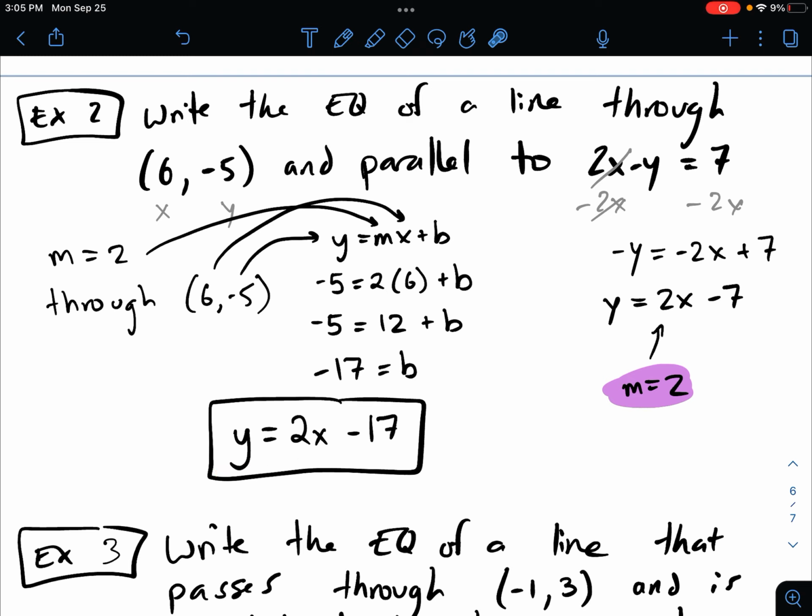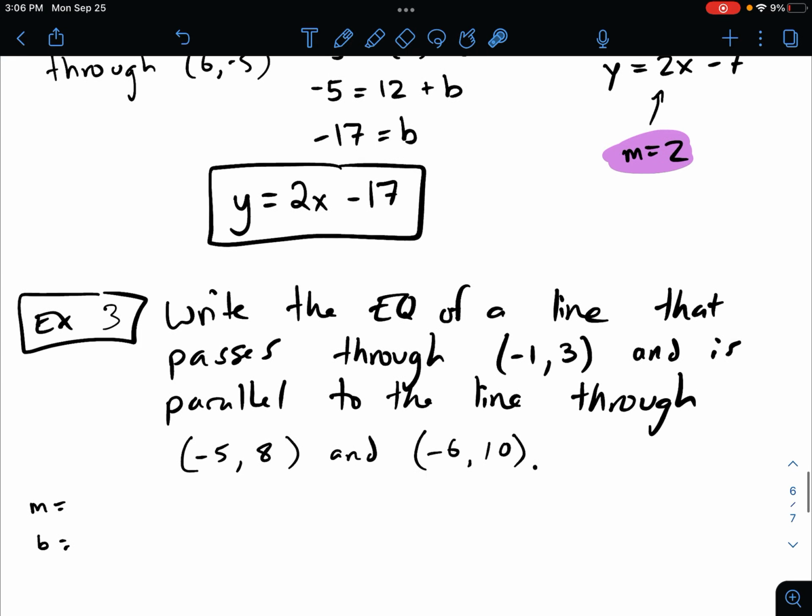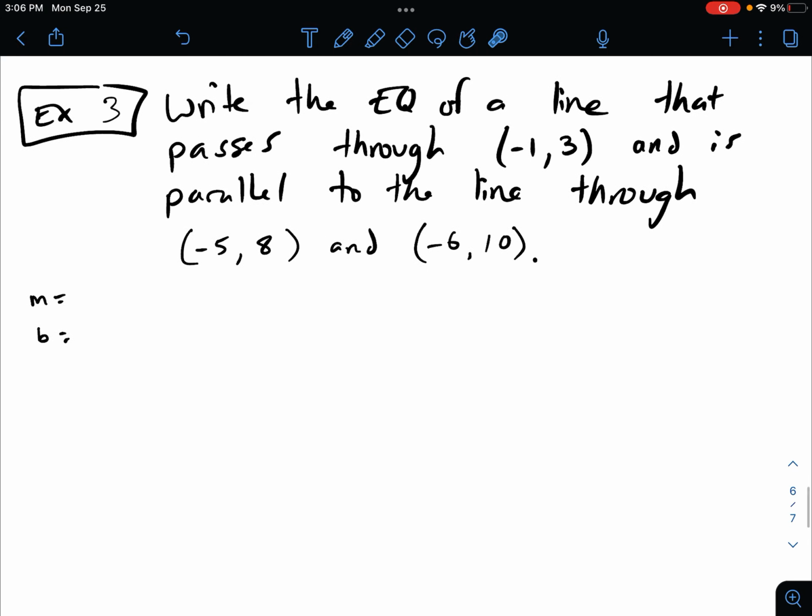All right, if you were to go on your calculator or a Desmos online app and you graphed this equation, y equals 2x minus 7, and you graphed y equals 2x minus 17, you would see that this graph that we've ended up with has a slope of 2 and is parallel, and it will also travel through the point 6, -5.